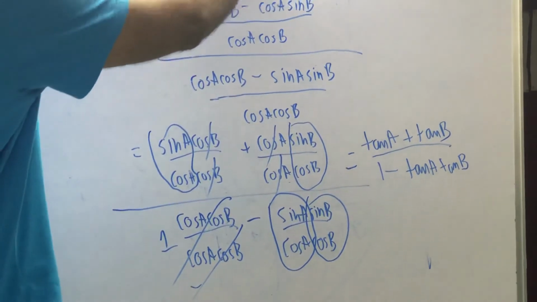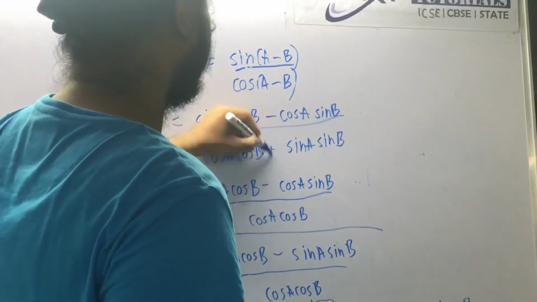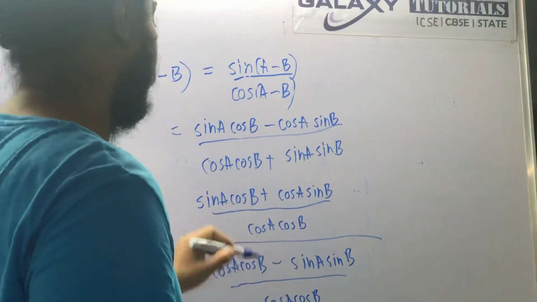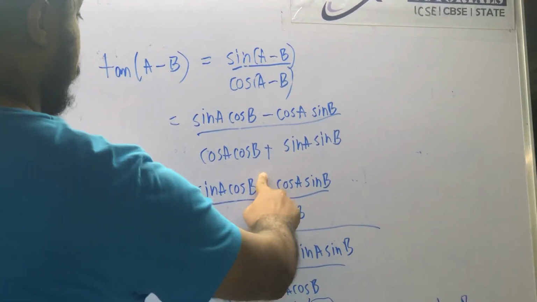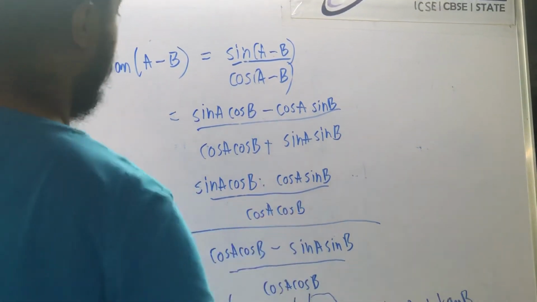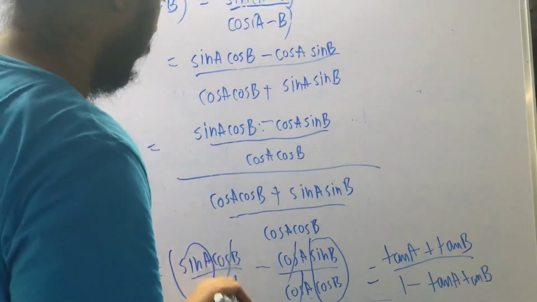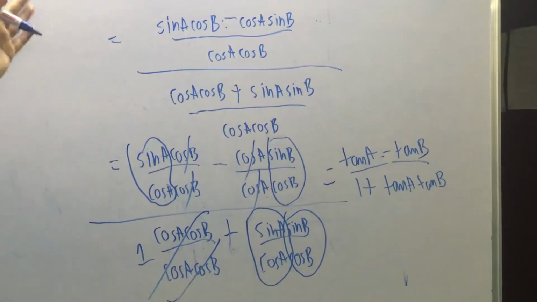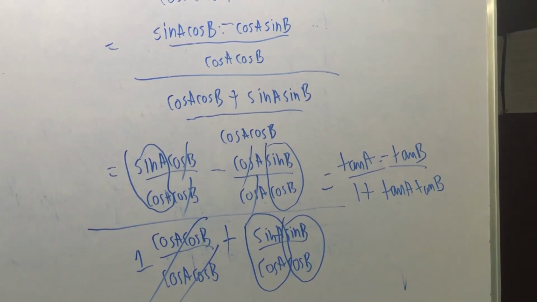Sin(A−B) is sin A cos B minus cos A sin B upon cos A cos B plus sin A sin B. Okay, again just change the sign. Here it will be negative, here it will be plus. So tan(A−B) is tan A minus tan B upon 1 plus tan A tan B. It's just the change of signs, that's all. Nothing complicated.